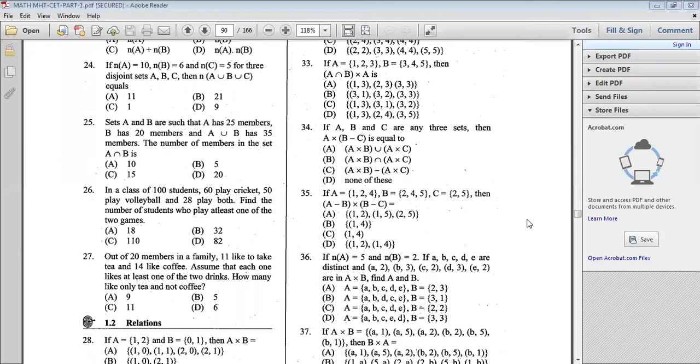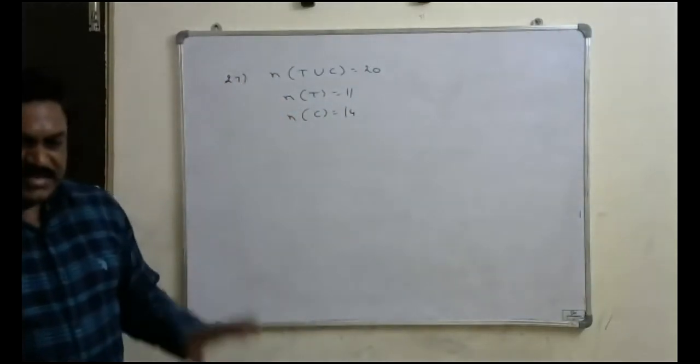Here, a total of 20 members are there. Out of the 20 members, every member will like either tea or coffee. So either tea or coffee means tea union coffee, which is given as 20. The number of people who like tea is 11. The number of people who like coffee is 14. Then how many people will like tea only and not coffee? This is the given information.